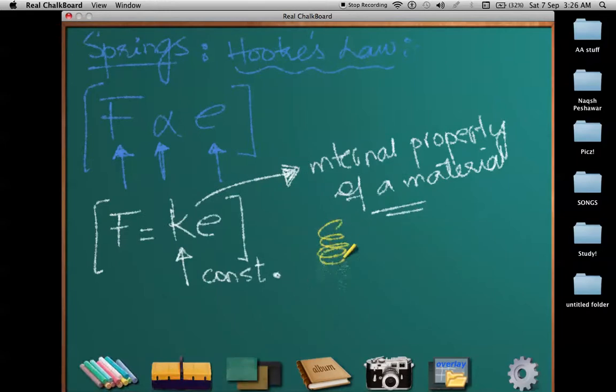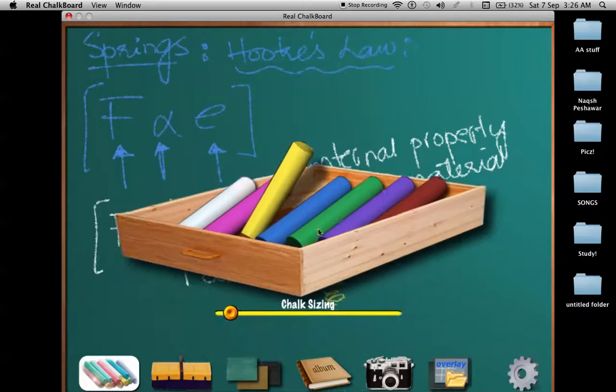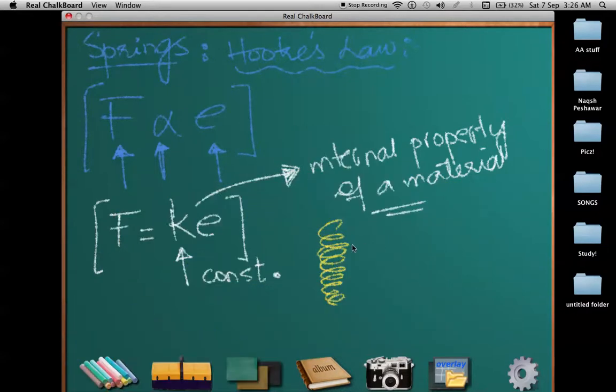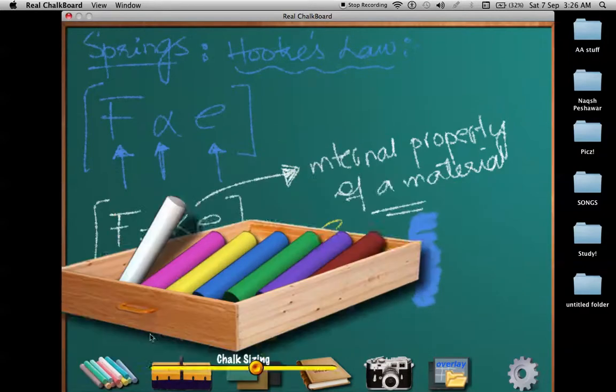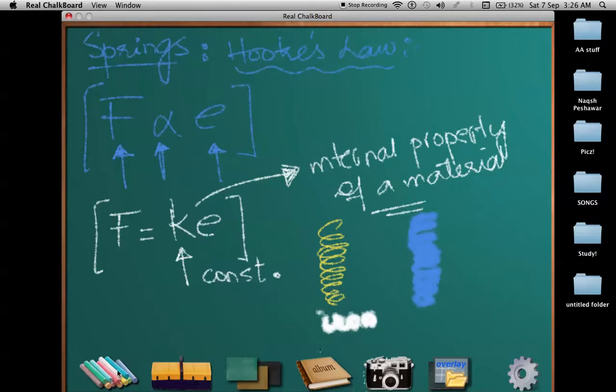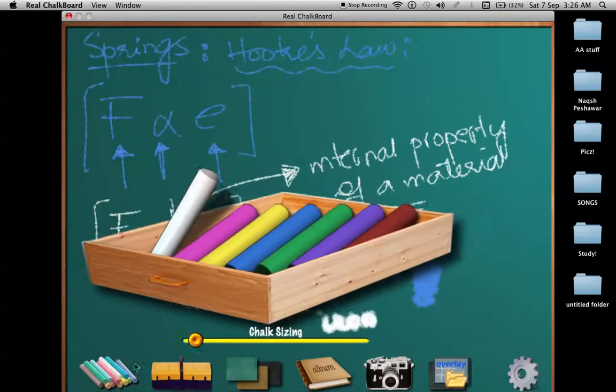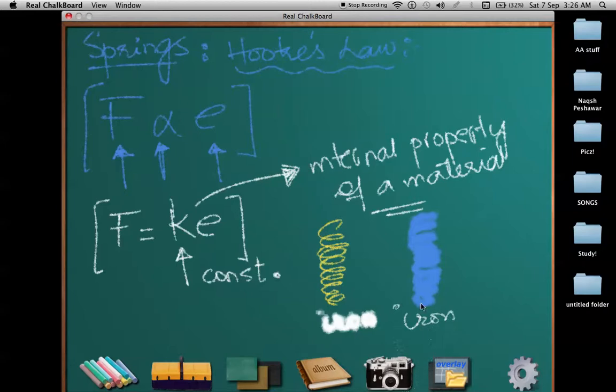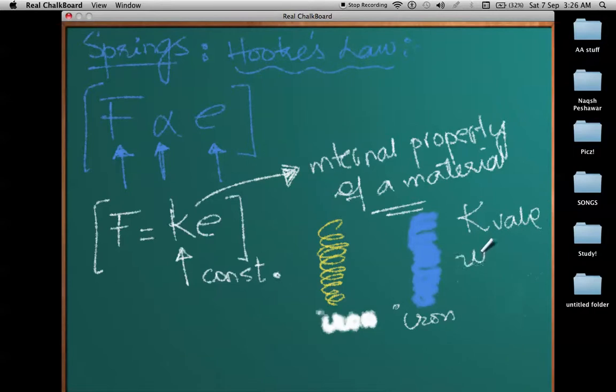If there are two springs, let's say one is a thinner one and one is a thicker one, but both of them are made up of, say, iron. Both of them are made of iron. So the value of K will be the same for both, because the value of K depends on the material. If both of them are made of the same material, then the K value for both of them would be the same. So we have different charts for these values.